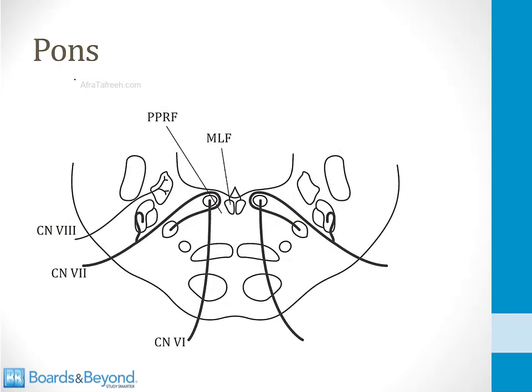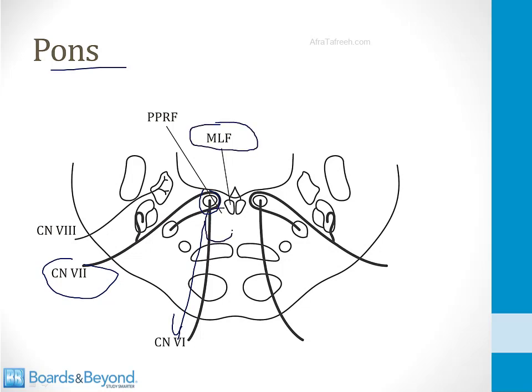Here's a slide from our brainstem module showing you the anatomy of the pons. I just want to point out to you that cranial nerve 6 is located here and travels in this direction. It is surrounded by cranial nerve 7. Just inside of the nucleus of cranial nerve 6 you can find the medial longitudinal fasciculus fibers, and right next to those you can find the paramedian pontine reticular formation.